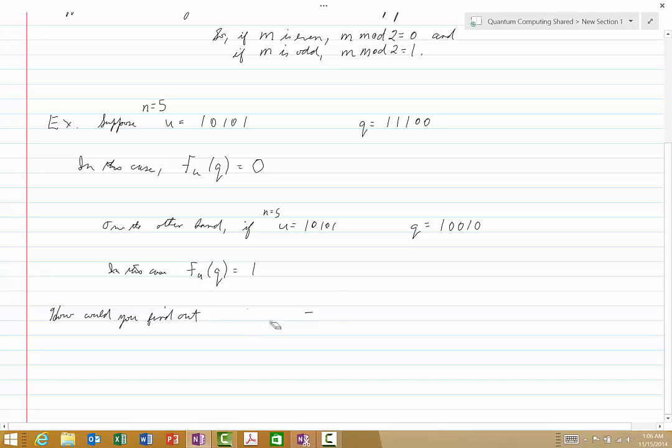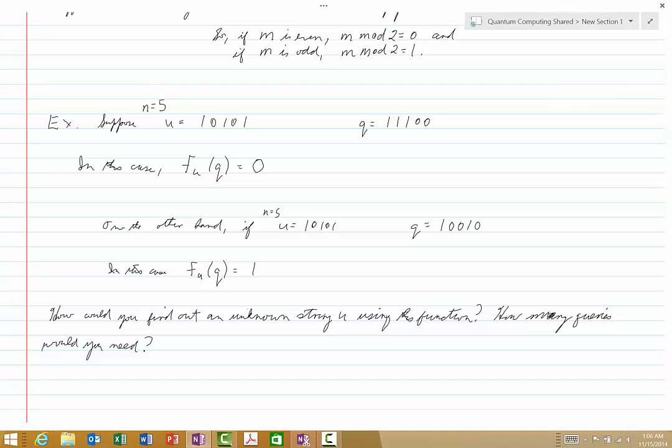Actually, let me rephrase this just a little bit. How could you find out an unknown string u using this function? How many queries would you need? In other words, for how many different query strings would you need to evaluate f sub u of q before you would be certain of the value of the string u?